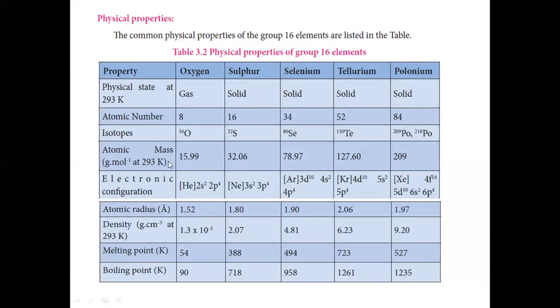Next is electronic configuration. The general electronic configuration for this group is ns2 np4. Atomic radius increases from oxygen to polonium, because the number of shells increases. The atomic number also increases from oxygen to polonium. Like that, melting point and boiling point increase from oxygen to polonium.